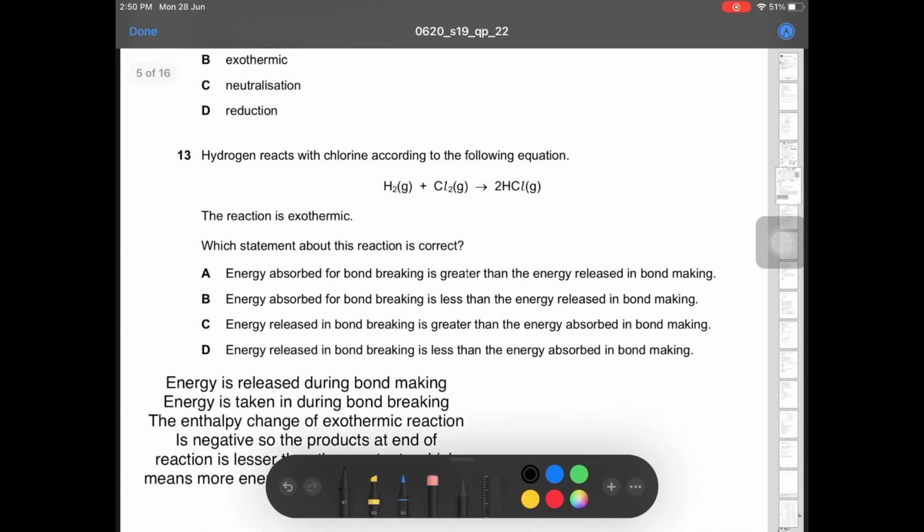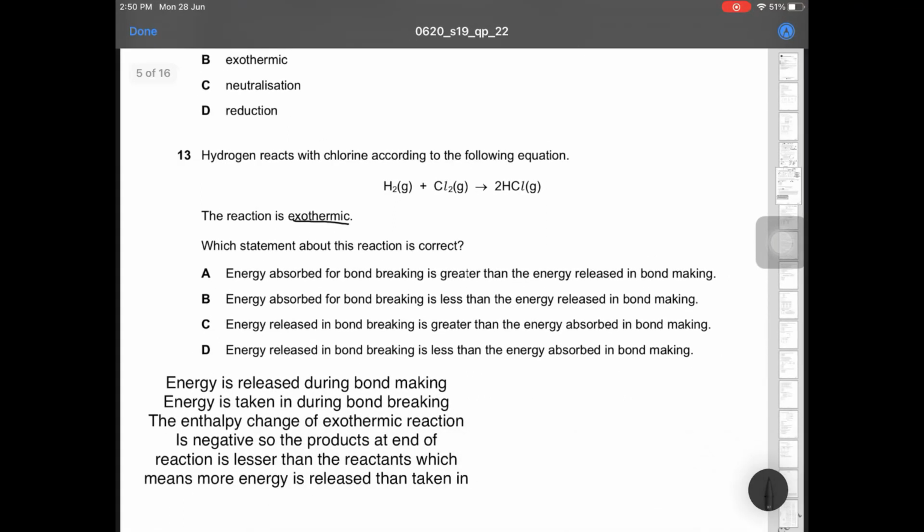So now for question number 13, you have to see that the word is exothermic. So which statement about this reaction is correct? Energy is released during bond making, and energy is normally taken in during bond breaking. But now it is an exothermic reaction, so the enthalpy change will be negative, and that means the products at the end of the reaction have less energy than the reactants, which means more energy is released than taken in. So the answer will be B.